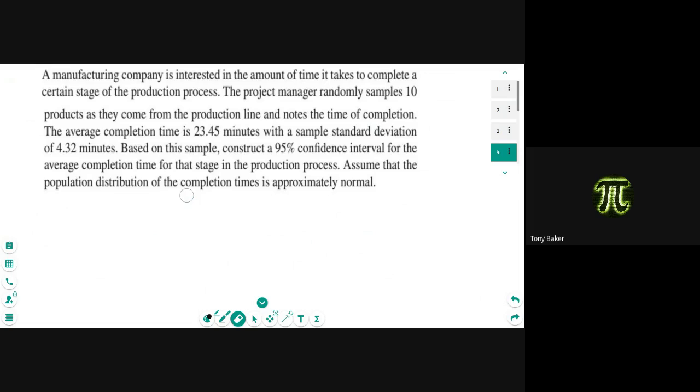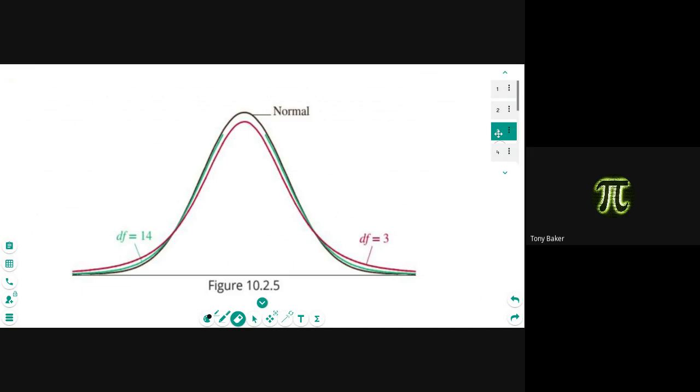So we need to have a way to be able to do this without using the population standard deviation. And that's where the next tables come in.